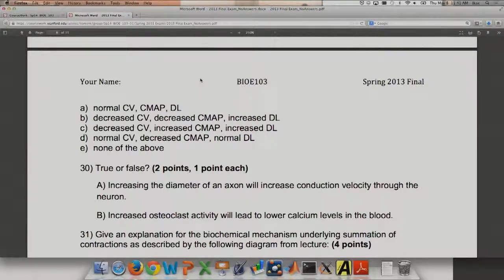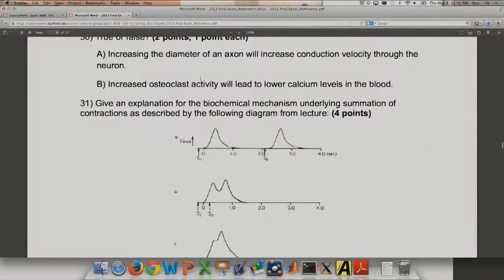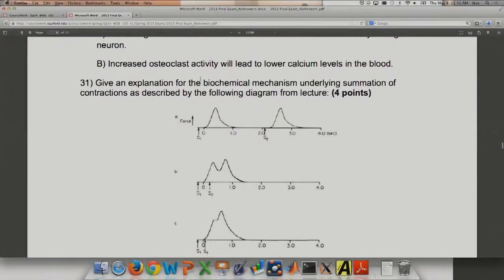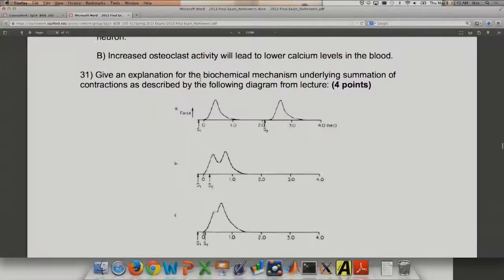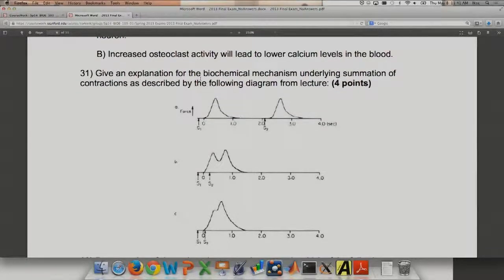Give an explanation for the biochemical mechanism underlying summation of contractions as described by the following from the lecture. So this basically shows, for those of you who missed it, S1 and S2 are the two stimuli. If you space them 2 seconds apart, you get individual twitches. If you bring them a quarter second or so apart, you get a summation: the first one starts twitching, but then you get a second stimulus, it builds up, and then it keeps rising beyond the first. If you give them even closer together, it almost fuses to a single bigger twitch. So what's the underlying mechanism for this summation?